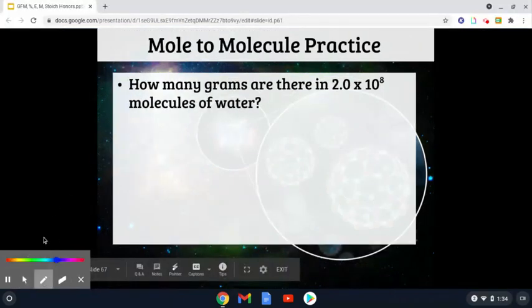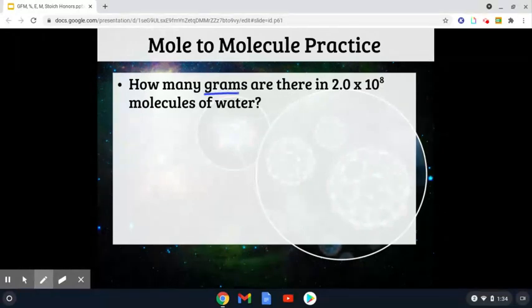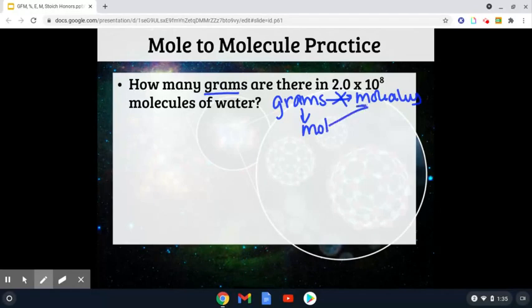Okay, this question is a little different. It says how many grams are there in 2.0 times 10 to the 8th molecules of water? So we do not have a conversion factor from grams to molecules. It doesn't exist. But we do have a conversion factor from grams to moles, and then from moles, we can convert into molecules. But instead, we're actually going to go the opposite. We're going to go molecules to moles and then moles into grams.